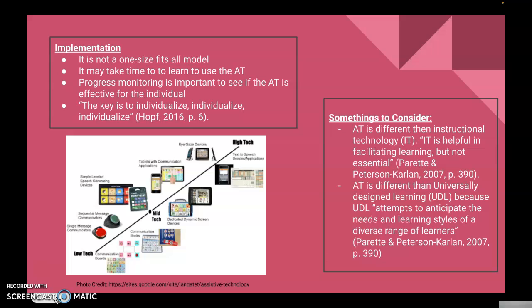Some other things to consider too is that assistive technology is different than instructional technology. Instructional technology is helpful in facilitating learning, but not essential. When it becomes essential for the student to perform it, then it is assistive technology. Assistive technology is also different than universal design for learning, because universal design for learning attempts to anticipate the needs and learning styles of a diverse range of learners. When an individual is not making progress with UDL, then they are in need of assistive technology.